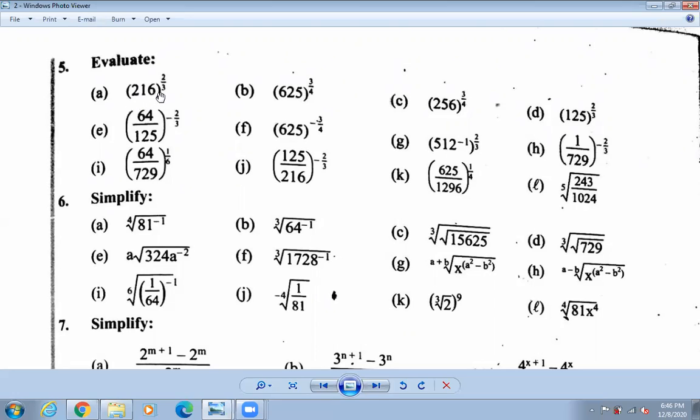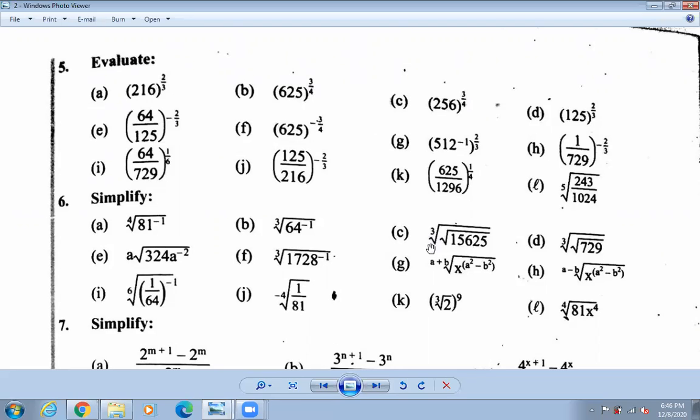216 with power 2 by 3 is there. In some cases it is 3 by 4, and in some cases there's 256 with power 3 by 4. What type of things do we need to do if there is a minus sign, or if there is a root?